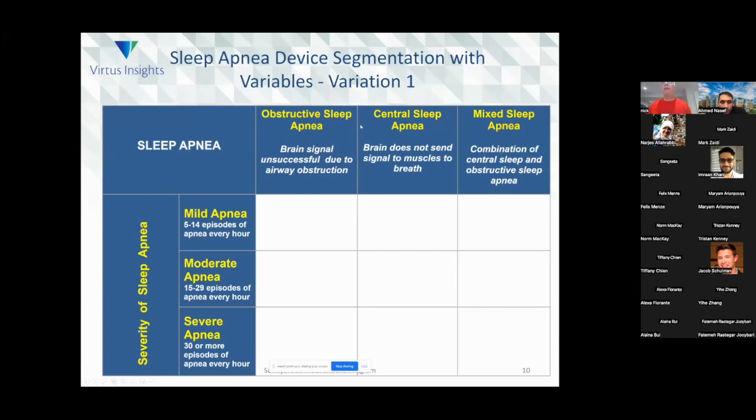And you got most of these. You got the central, you got the obstructive. I don't think you got the mixed, but that's okay.